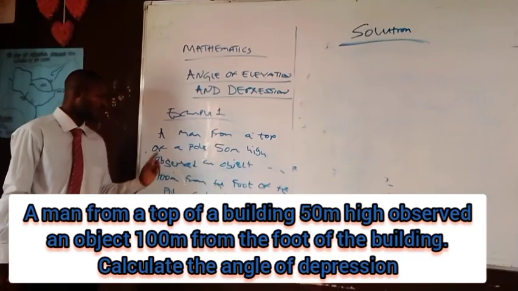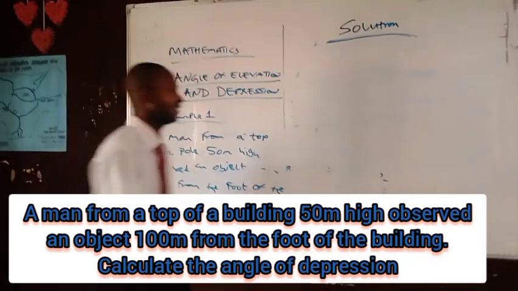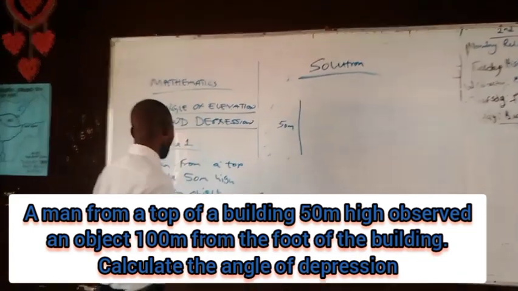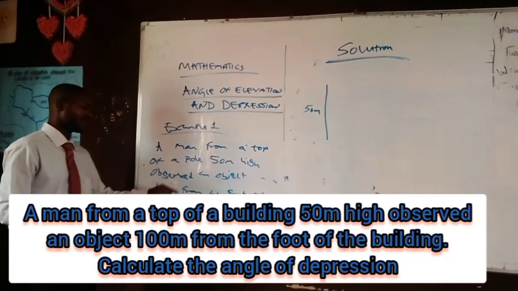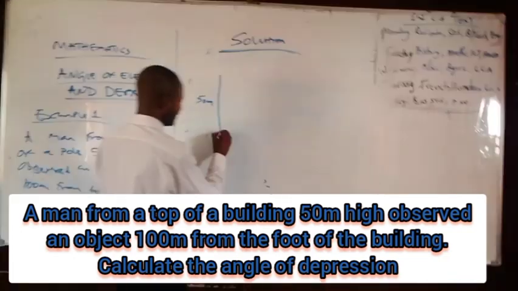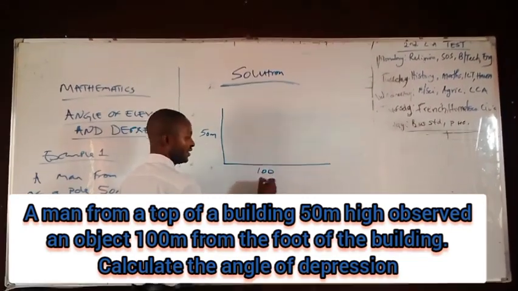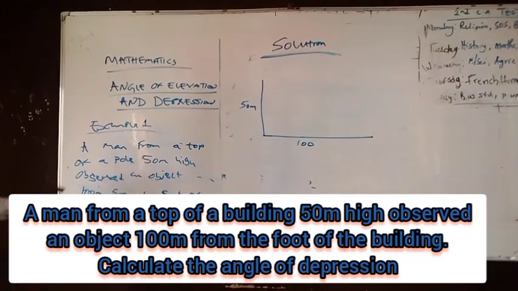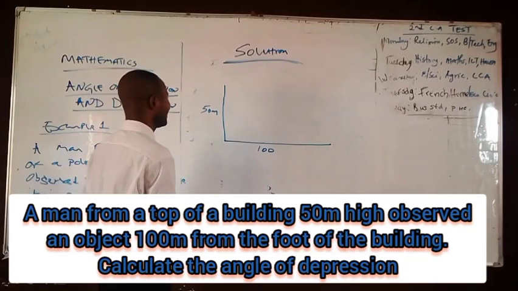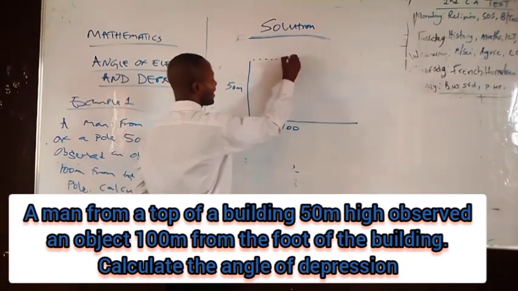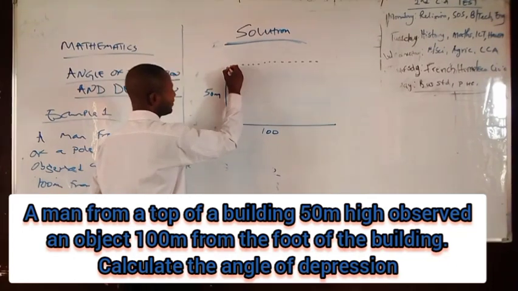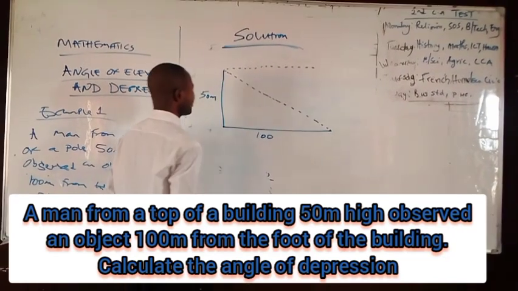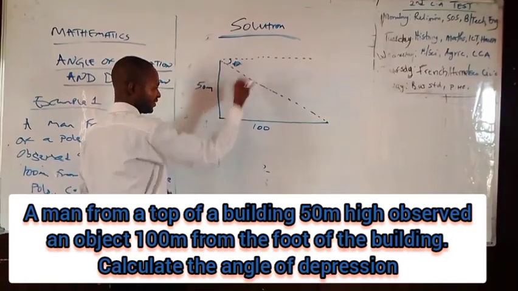Now, a man on top of a pole 50 meters high. Let's assume this is the pole, 50 meters high. He observes an object 100 meters from the foot of the pole. Let's assume this is 100 meters from the foot of the pole, and this is where the object is. We are to calculate the angle of depression. The angle of depression is the angle formed between the horizontal level of the man's eye and the line connecting the eye with the object. So this is the angle here that we are having, theta.